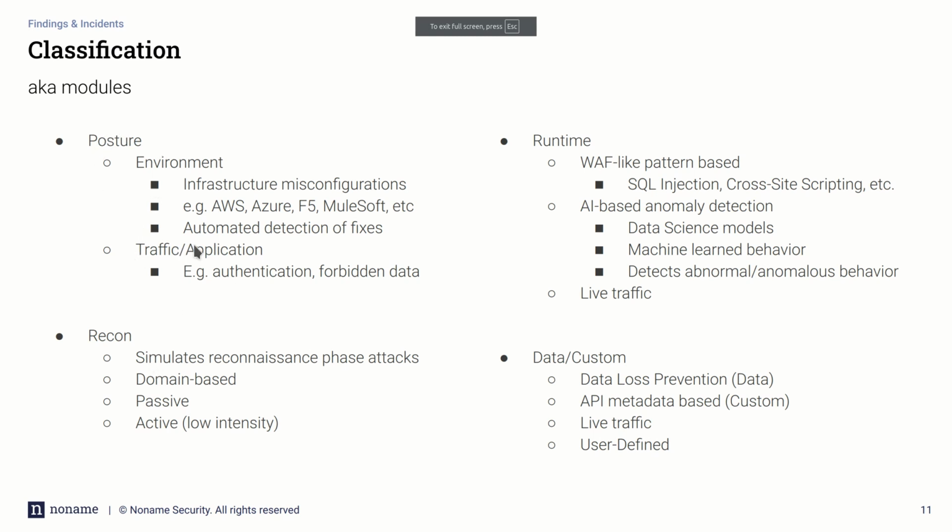There's two types of postures: traffic application based and environment based. We'll start with traffic application based. These are the findings that relate to the application, to the traffic, and they could be because we are returning forbidden data when we shouldn't be returning. For example, we're returning a tax ID, a social security number, or whatever tax ID you have in your countries when we have an error response.